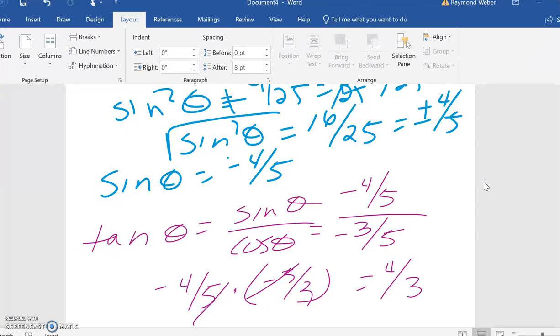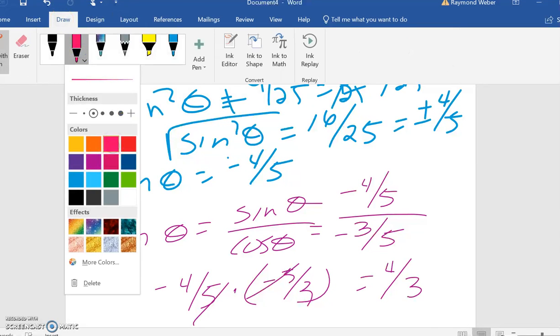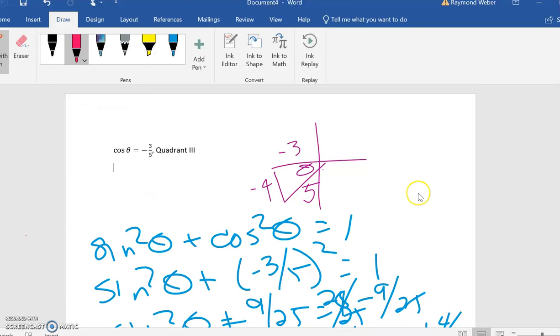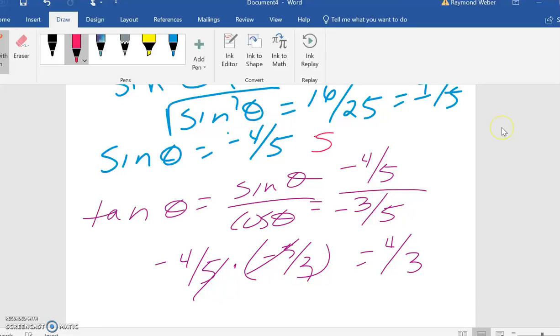So at this point, I've figured this out. And now to go on to find the rest, I can use my reciprocal identities, right? So for instance, coming back up here, if this is cosine, secant has to be negative 5/3. If this is sine, cosecant has to be negative 5/4. And finally down here, cotangent has to be 3/4. So this is just another way to find those same values.